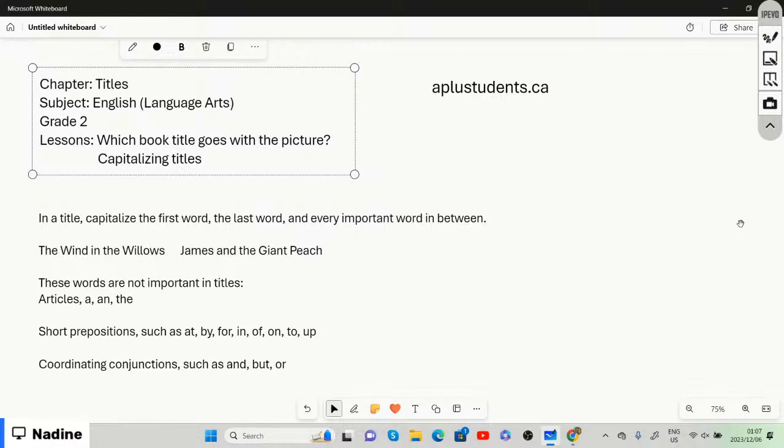And then we're also capitalizing titles. So we're going to find out what titles are, and how we're going to capitalize these titles. Because remember, capitalizing titles is important.